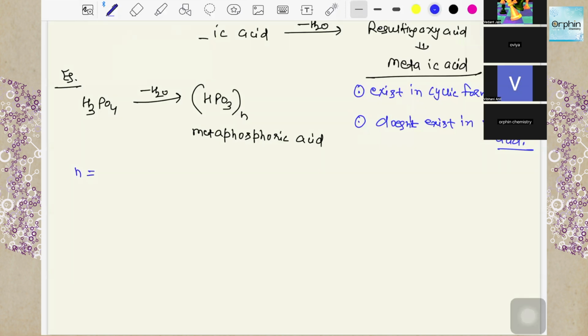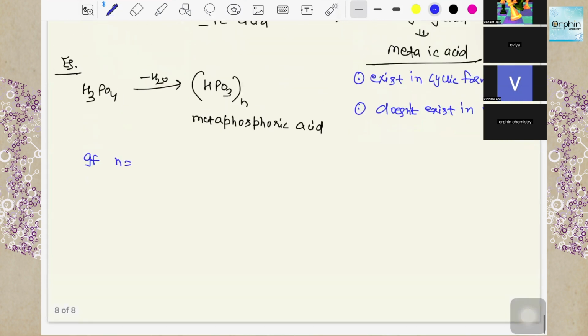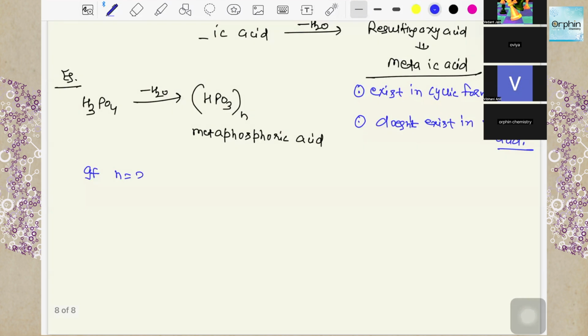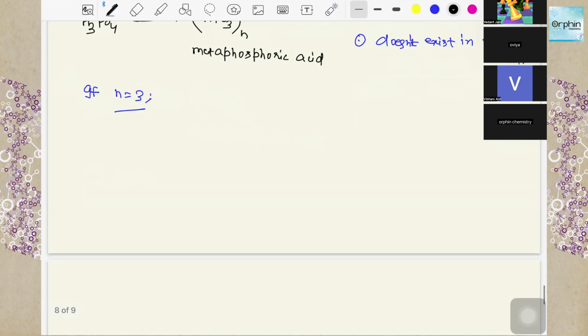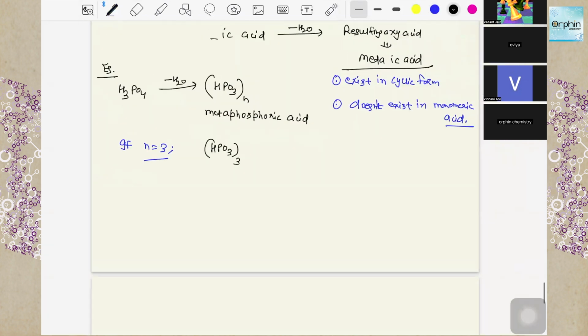Note that there is no meta-hypo acid. Meta is used only for normal ic acids, not for hypo, only for ic acids. Let us take the value of n as 3. Then how will the structure form? If n is 3, then we have (HPO3) whole thrice.